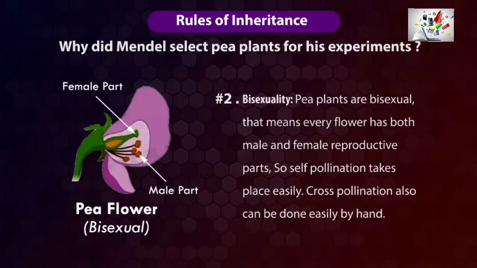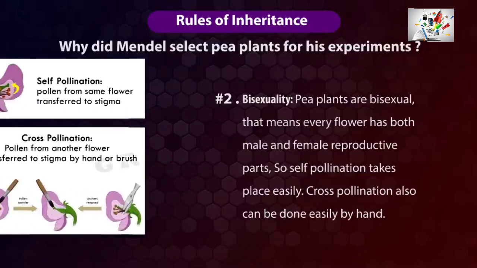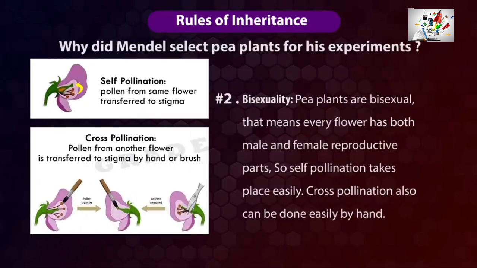2. Pea plants are bisexual. That means every flower has both male and female reproductive parts. So, self-pollination takes place easily in them. At the same time, cross-pollination also can be done easily by hand.